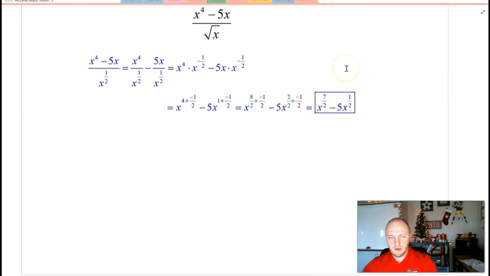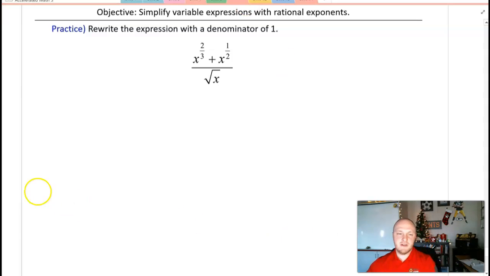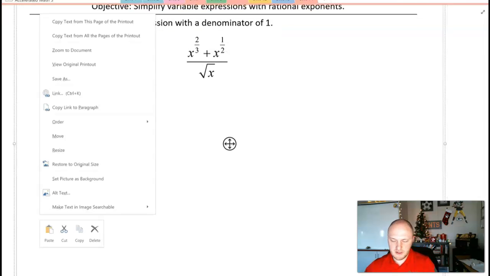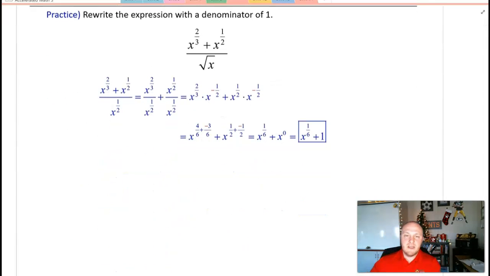Okay, so hopefully that one wasn't too bad. And then here is the last practice problem. All right, hopefully you paused the video. Here is the solution. So again, I'll rewrite the denominator in rational exponent form and then divide each term in the numerator by it. I will use my quotient property for both of these, where I can just subtract the powers.